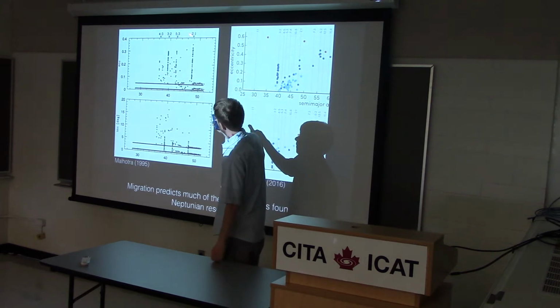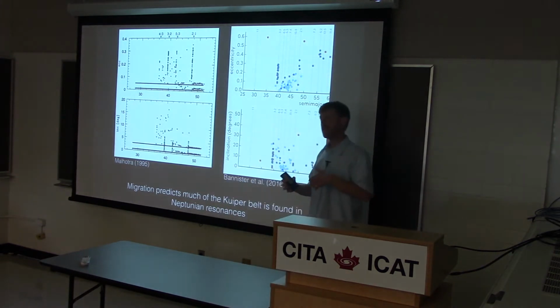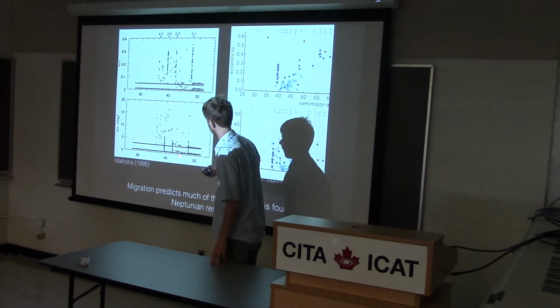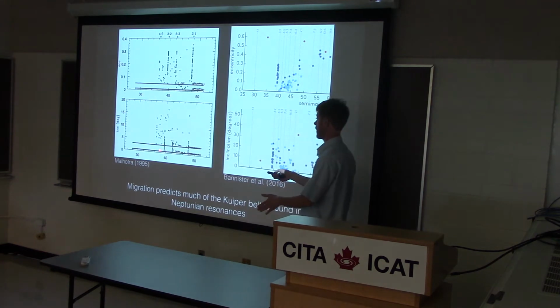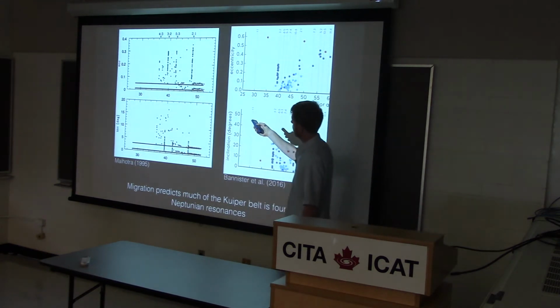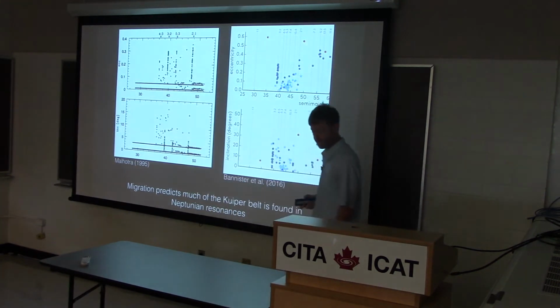And these are the final distributions right here. And you can see that a lot of the material, if it doesn't get ejected, winds up trapped in mean motion resonances. And here's a plot just showing the inclinations instead of the eccentricities. And you can see, again, they're aligned with mostly the 3-to-2 mean motion resonance and the 2-to-1, but there's also some in the 4-to-3 and 5-to-3 as well.